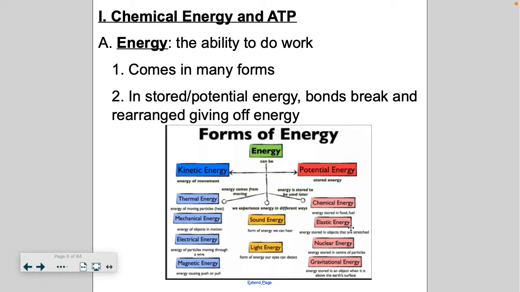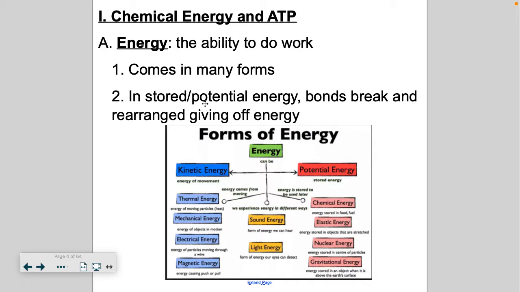It has the potential to do work. You pull back on a rubber band. You haven't released it yet, but once you do, then it turns into kinetic energy. Or a spring. You compress a spring. There's some stored energy there. You let the spring go. That stored energy becomes kinetic energy. But we are going to focus in on chemical energy.